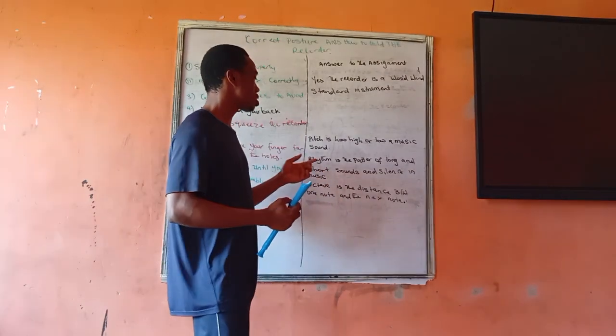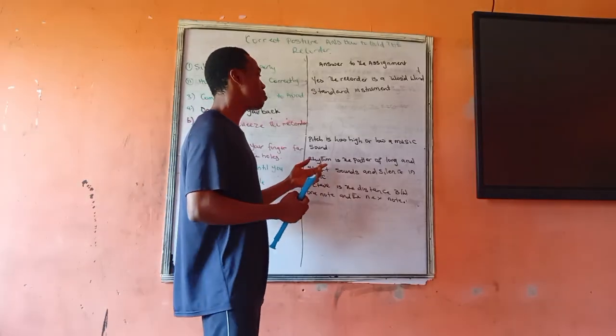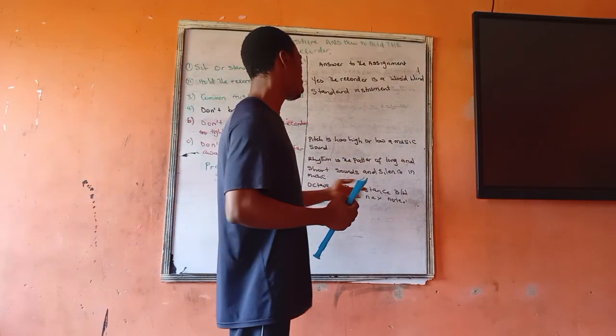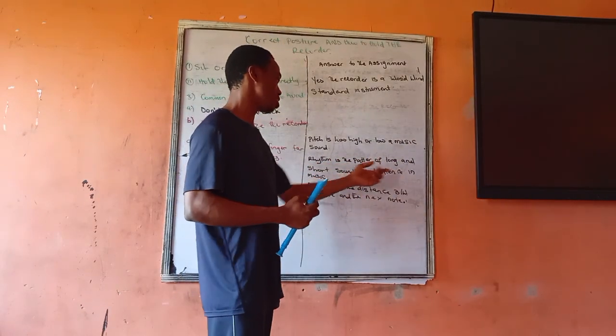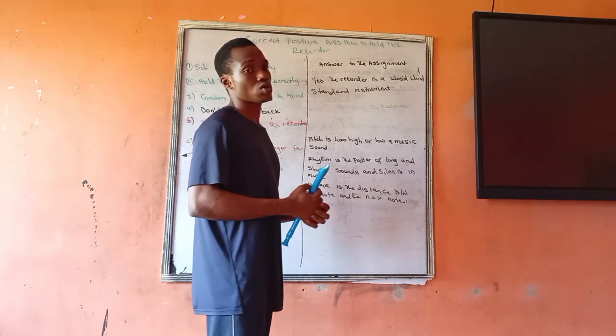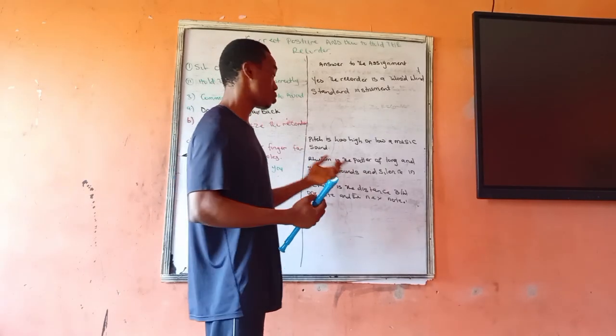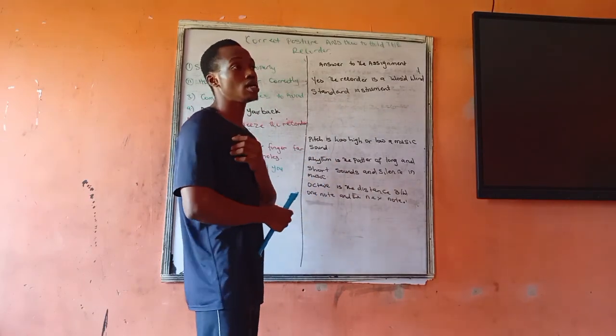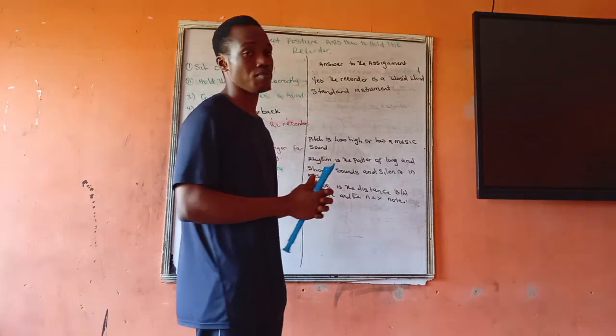Now the next question was, what is a rhythm? A rhythm is a pattern of long and short sounds and silence in music. When we start discussing how to read music sheets, this is where this information is going to come in handy. But for now, just know what a rhythm is.